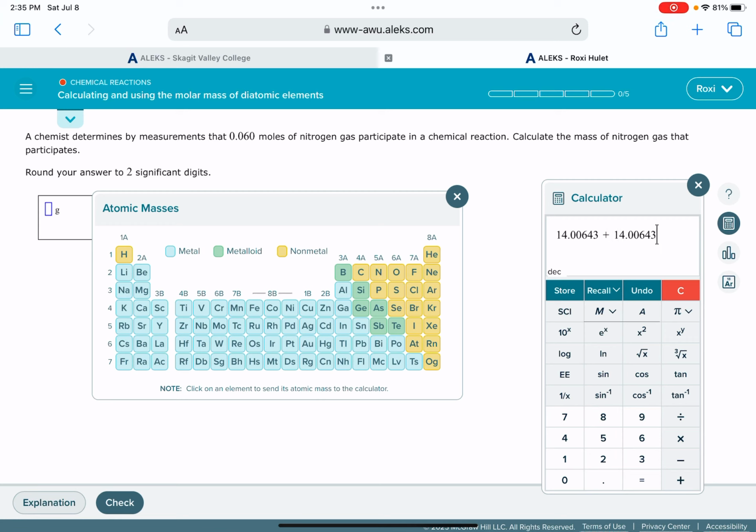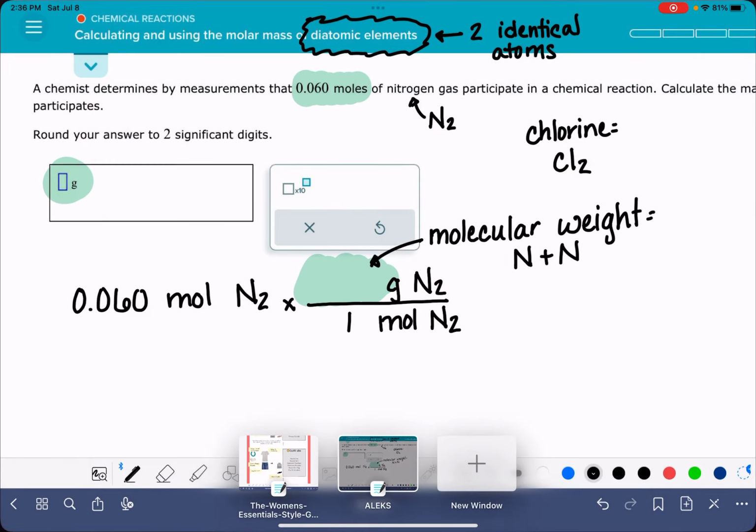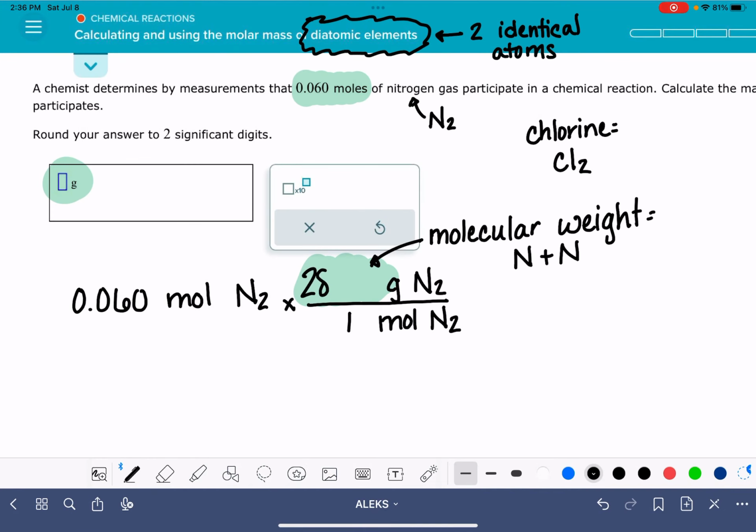So since I have 2 nitrogen atoms, I'm just going to click on nitrogen plus nitrogen, and that's giving me the molecular weight for nitrogen. This is a really fast and easy way to calculate molecular weights. 28.013 is what I'm going to use here. 28.013, that's the mass of an N2 molecule.